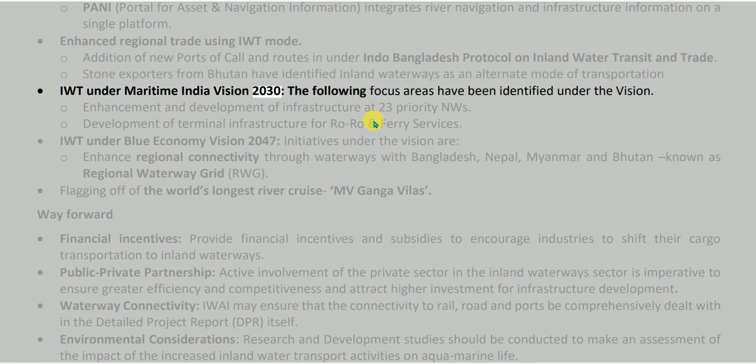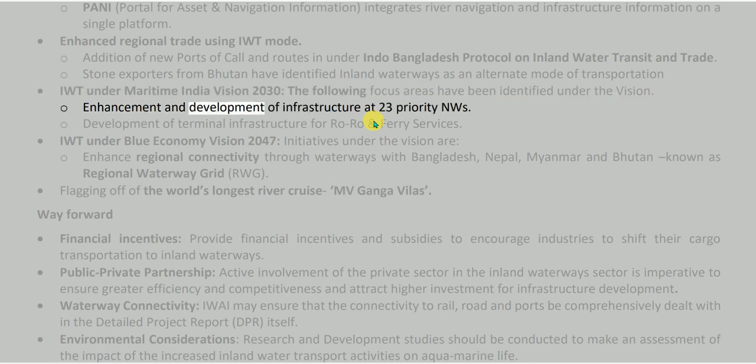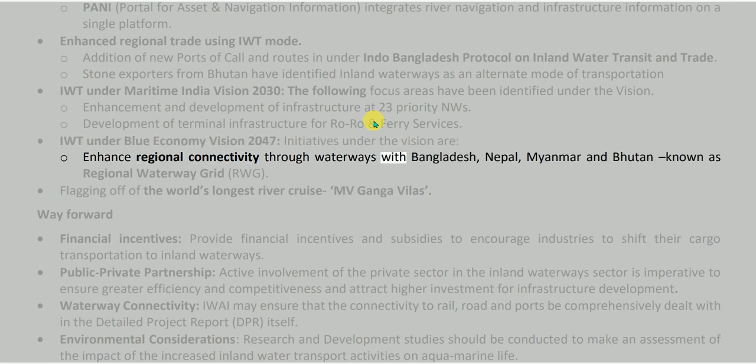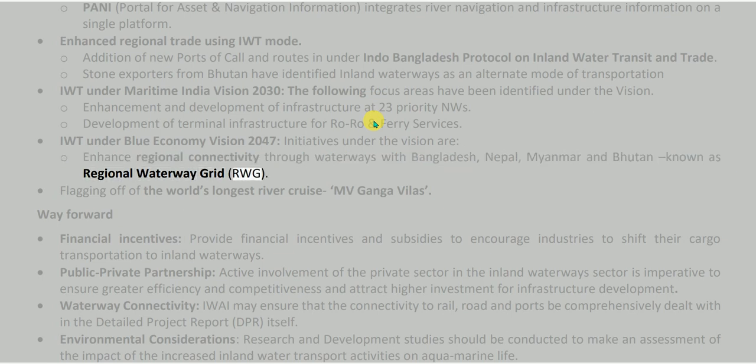The following focus areas have been identified under the vision: enhancement and development of infrastructure at 23 priority NWs, and development of terminal infrastructure for RoRo and ferry services. IWT under Blue Economy Vision 2047. Initiatives under the vision are to enhance regional connectivity through waterways with Bangladesh, Nepal, Myanmar and Bhutan, known as Regional Waterway Grid, RWG. Flagging off of the world's longest river cruise, MV Ganga Vilas.